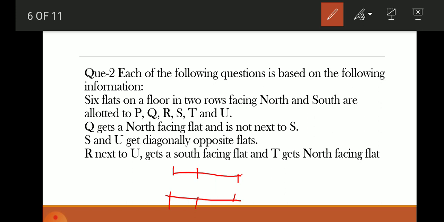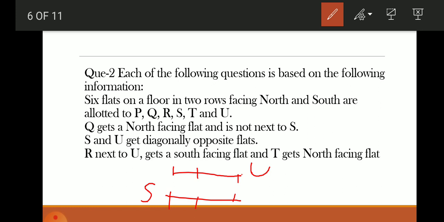And one more sentence, S and U are diagonally opposite flats. Therefore if I place U here and S here, then S and U will be diagonally opposite flats, and U will be facing towards south. This flat will be facing towards south. These two conditions are satisfied.